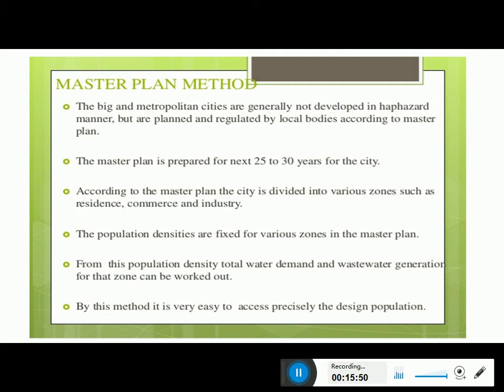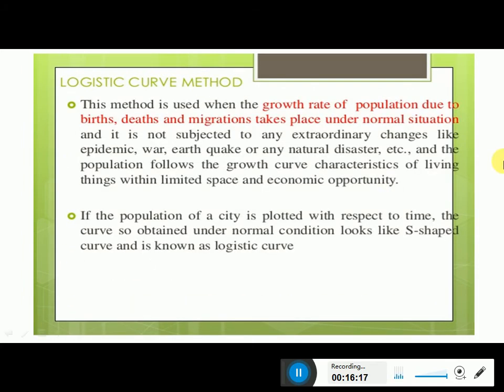And we have another zone called the industrial zone, wherein most of the industries will be located. If you take the example of Davangere as a city, you see the residential areas, and also the commercial areas, that is marketplaces, and also some industrial areas. Likewise the city is divided into various zones, and that method is called the master plan method for population prediction. Then we have one more method called the logistic curve method.